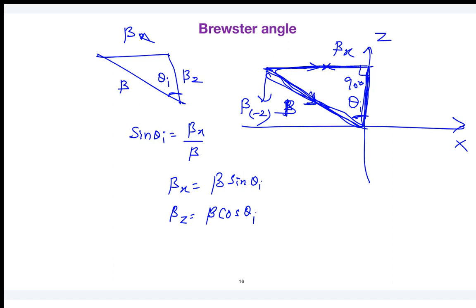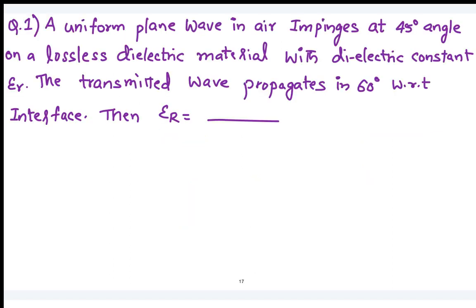Okay, we'll start with the problems first. Read the question. A uniform plane wave in air impinges at an angle of 45 degrees on a lossless dielectric medium with dielectric constant epsilon r. Given the transmitted wave propagates at 60 degrees with respect to the interface, find the value of epsilon r. So there is an interface located here.